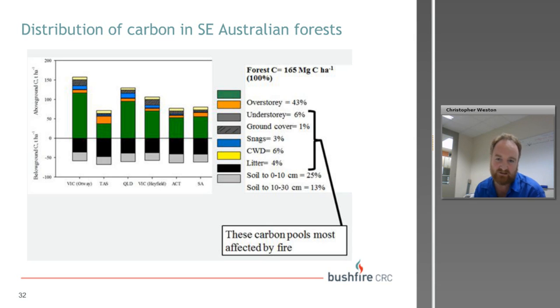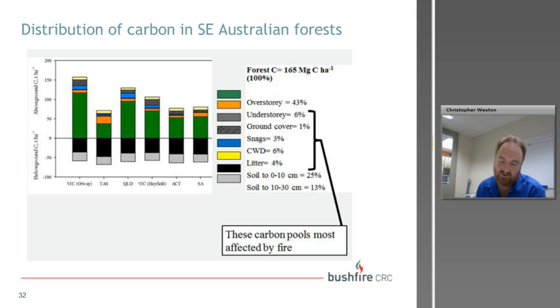So you can see from this slide here that across the broad range of forests that we looked at, and we've summarised them here by states, on average above ground forest carbon is around about 165 megagrams of carbon per hectare. Most of this, as you can see, resides in the overstory. And we've also accounted in this slide for carbon down to 30 centimetres depth. And largely it's the understory, the ground cover, the dead wood of snags and coarse woody debris, and the litter which is impacted by fire.